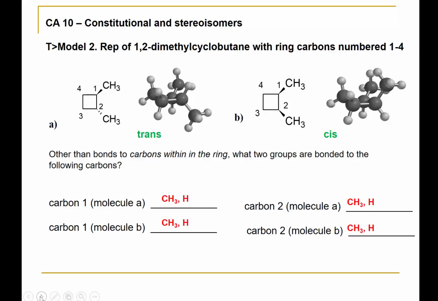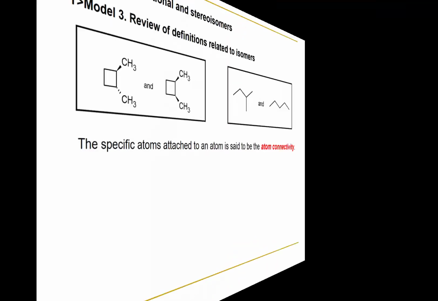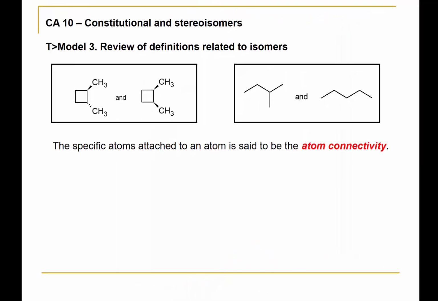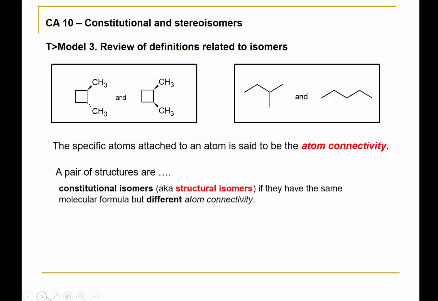To reinforce these ideas, let's look at the next teaching model. So in the next teaching model, we summarize the two different examples. Just to run through a couple of definitions first of all, the specific atoms attached to an atom is said to be the atom connectivity, and we'd say that a pair of structures are constitutional isomers, also known as structural isomers, if they have the same molecular formula but a different atom connectivity. So that's represented by the diagram on the right-hand side.